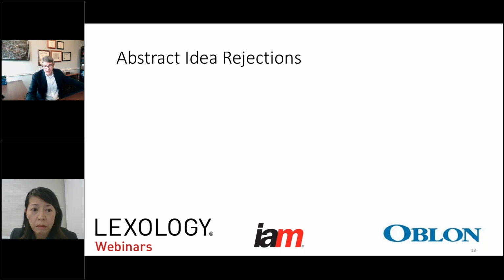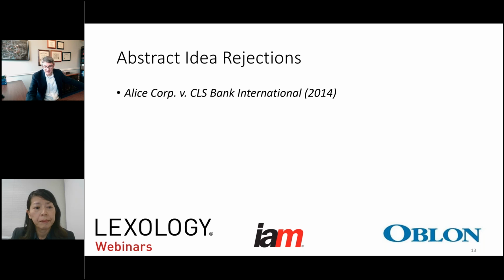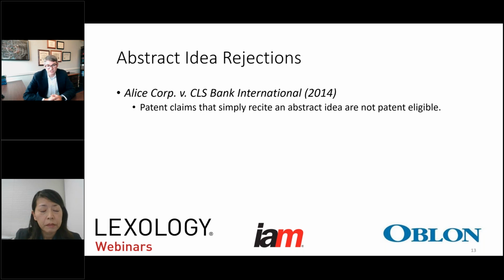Now let's talk a little bit about 101, abstract idea rejections. We all know the famous case of Alice v. CLS that really opened up the 101 issue in the software area. And of course, AI is software. So we know there's going to be potential issues with abstract ideas, with any type of software, any kind of mental processes issue that will cause problems for these types of inventions.